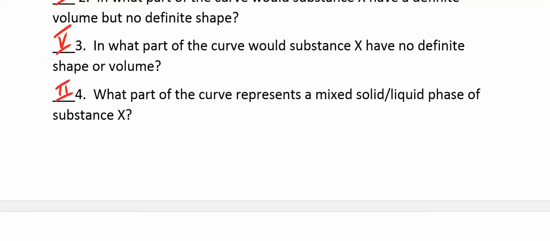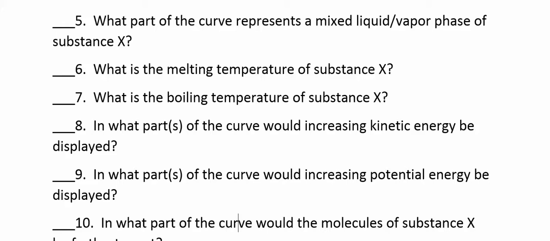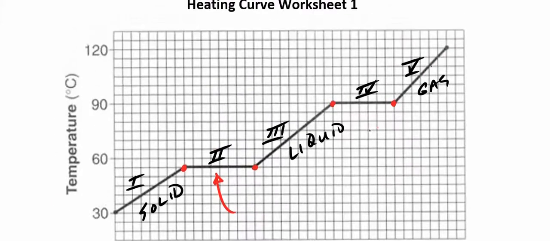Now let's go on to the next one, number 5. What part of the curve represents a mixed liquid vapor phase of substance X? It's going to happen right here, from this point to this point. We're going to have a liquid vapor phase. In other words, as I continue to heat, the liquid is going to vaporize. As I go from left to right, I'm applying constant, steady energy. And at this point right here, the substance is going to be entirely in the gaseous form. So it would be Roman numeral 4 for that answer.